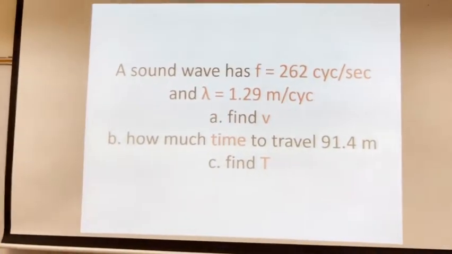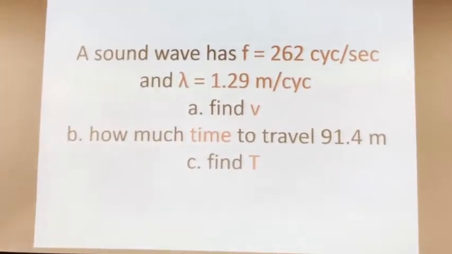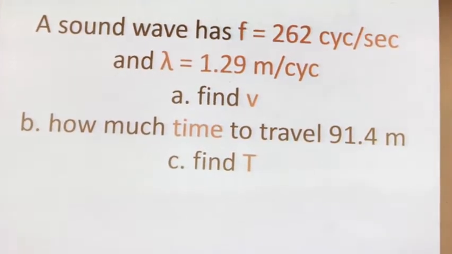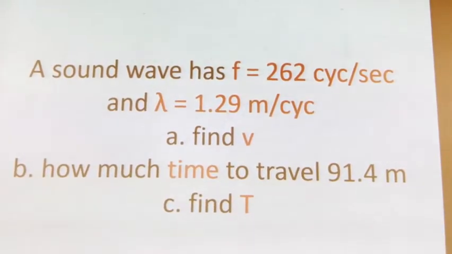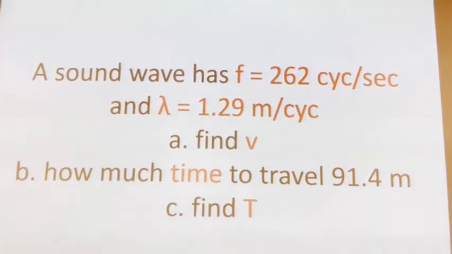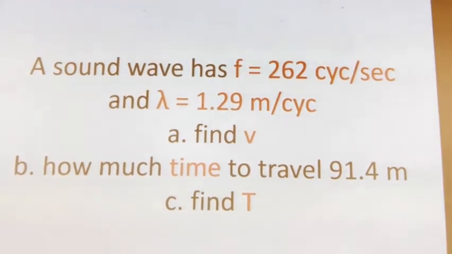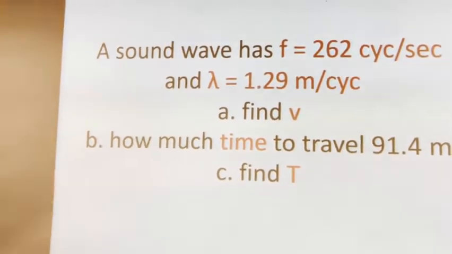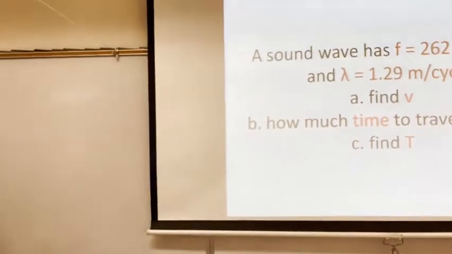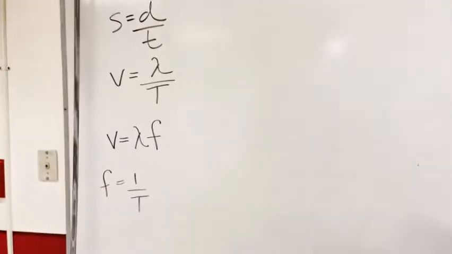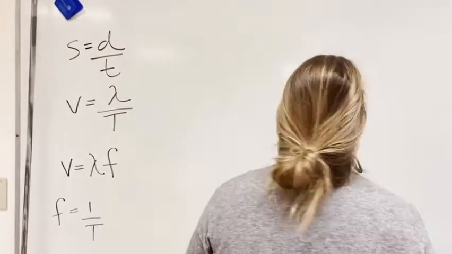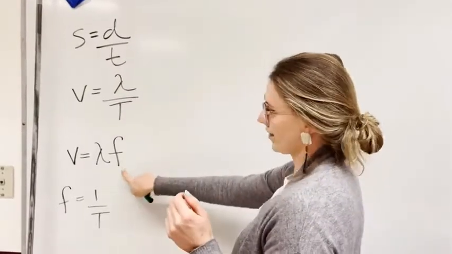Okay, so what's our next thing here? Oh, we have a lovely practice problem. Let me erase this stuff. A sound wave has a frequency of 262 cycles per second and a wavelength of 1.29 meters per cycle. Find the velocity of the wave. Which equation are we going to use? We've got wavelength and frequency. We want velocity. So that's going to be this one right there.